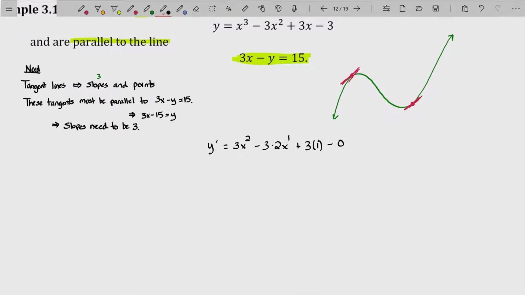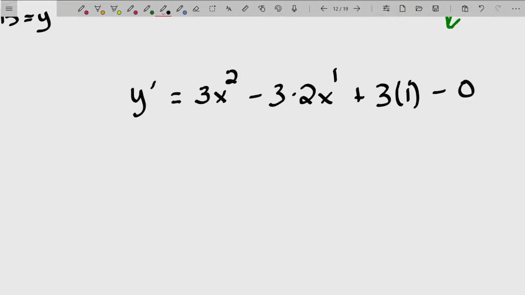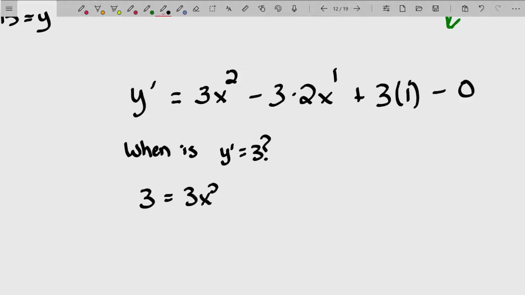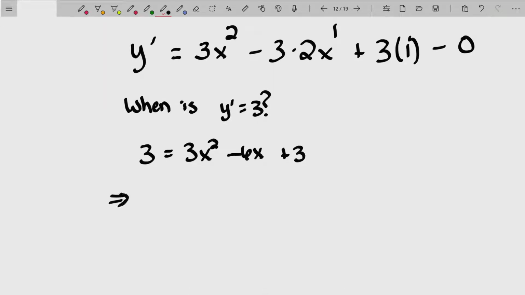So we have this derivative, and we want its value to be 3. So when is y prime equal to 3 is really what we're asking, because we need the slopes of the tangent lines to be 3 here. So I'll let 3 equal the left-hand side, which equals 3x squared minus 6x plus 3. Well, that's not too bad. Now we're back to algebra. I feel like we've gone through the forest of calculus and stepped out into a lovely meadow called algebra.